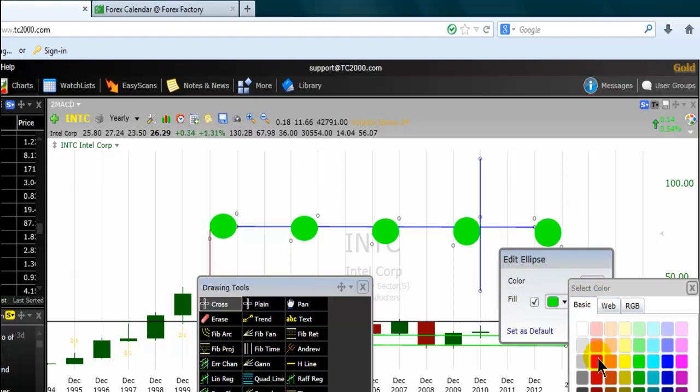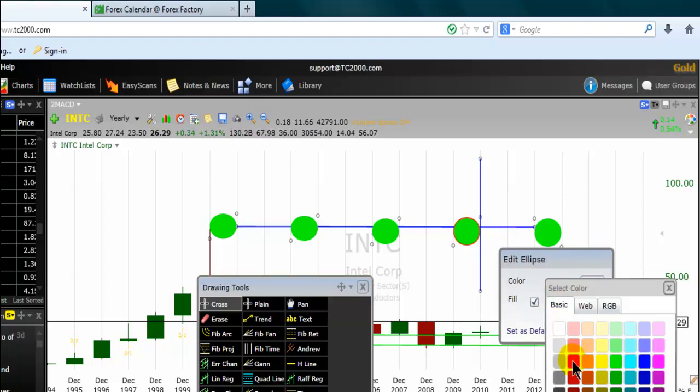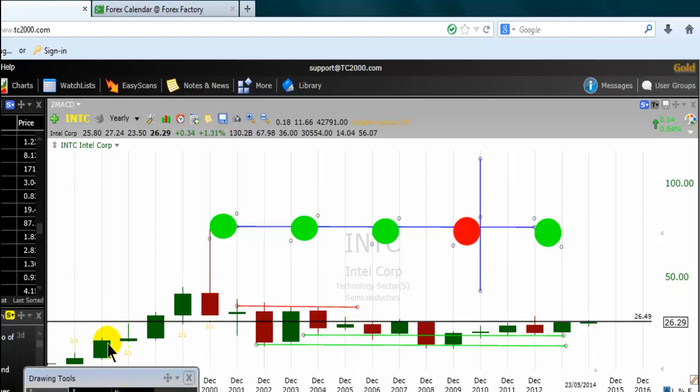Let's use red to highlight Thursday. That's it. Now, how do we day trade on Thursday? Recently I recorded a video, the first one, about how to day trade on Wednesday.